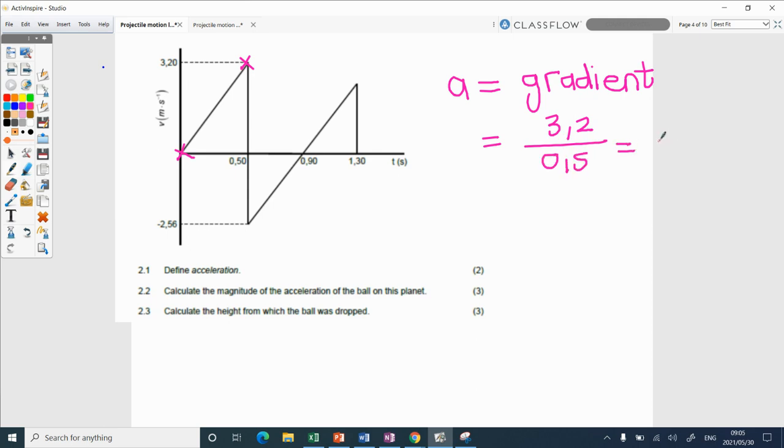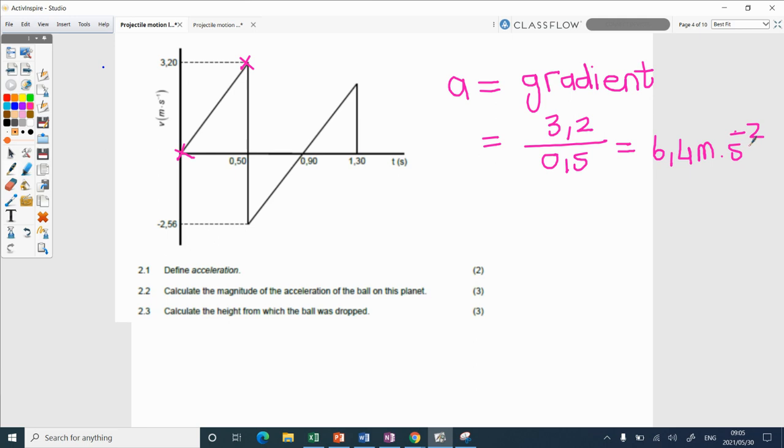What do you get? Are you calculating it? You all have pink calculators. And what's the unit? Do we have to give a direction?